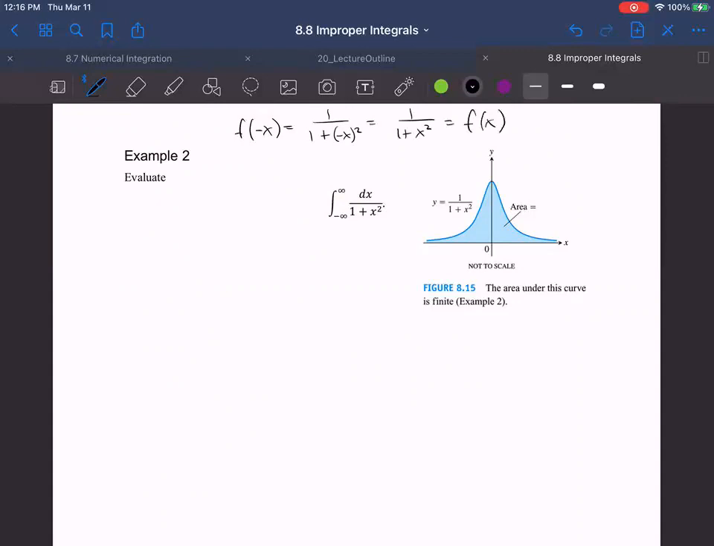A little hint for you, if you want to make it a little shorter: it's even. So you could do 0 to infinity and then also do negative infinity to 0, and you'll get the same answer each time and add them together, or just do one of them and double it.